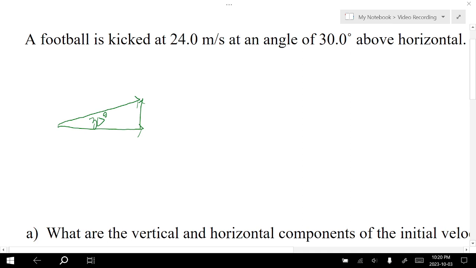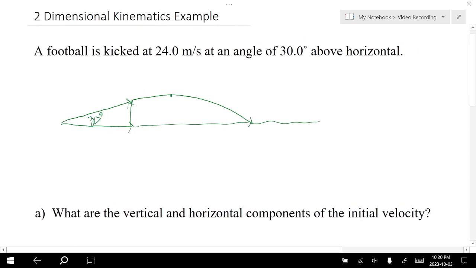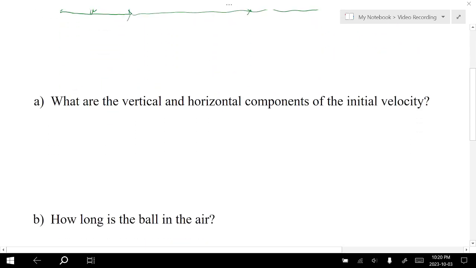Now, what is the football going to do? It's going to go back down and land on the ground at some later distance downfield. So it's going to increase its height to a peak and then come back down to the same height that it started at. So the first question is, what are the vertical and horizontal components of the football's initial velocity?